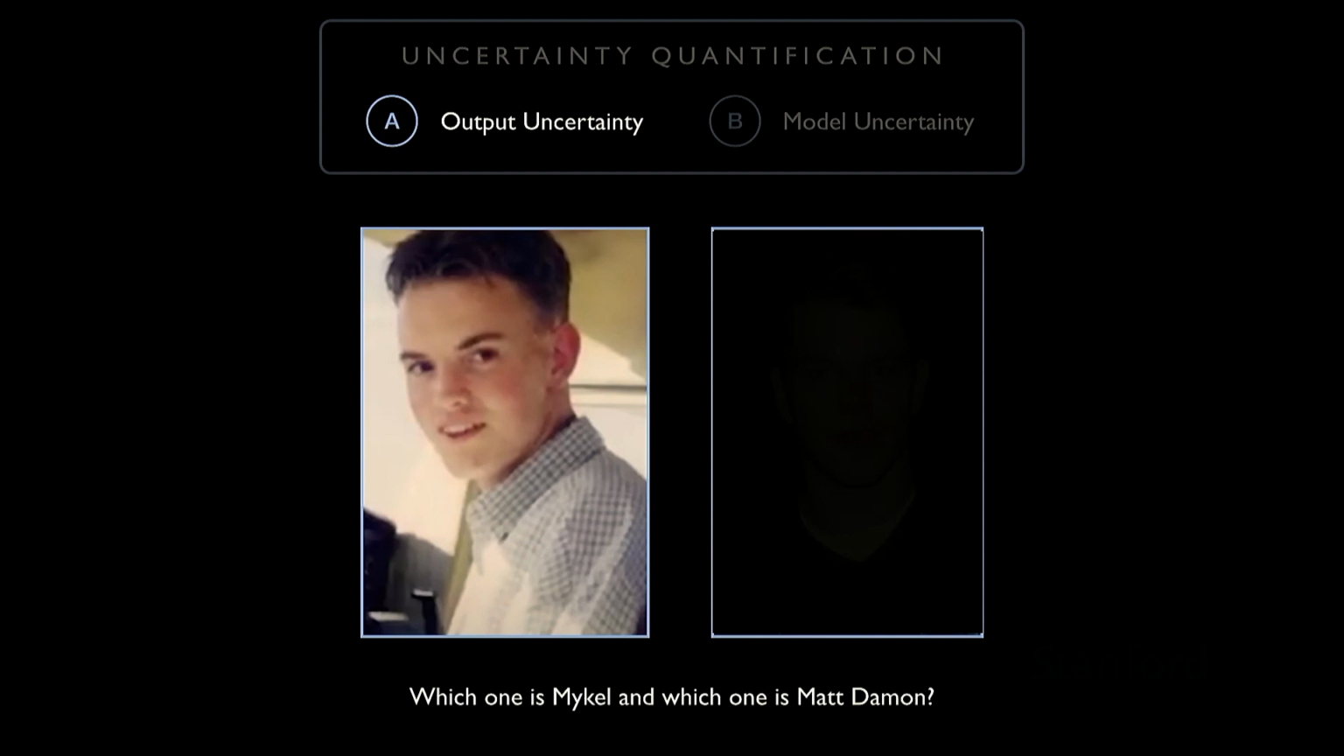But my certainty, and hopefully your certainty as well, has increased as we increase the brightness of those photos. And that is an example of output uncertainty. When they were super dark, you didn't really know which one was Mykel and which one was Matt Damon. And when they were lighter, maybe you still couldn't really tell, but maybe you were slightly more certain that this one was in fact Mykel as a teenager. Okay, so that's the idea behind output uncertainty.